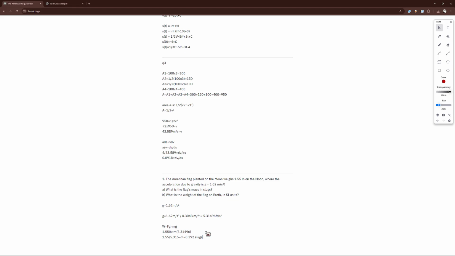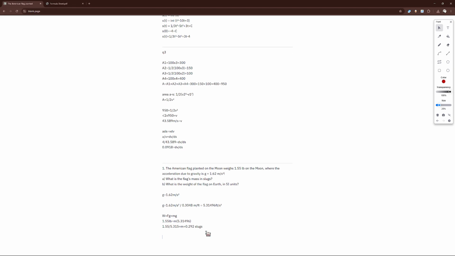You're going to need to keep this mass for part B. What is the weight of the flag on Earth in SI units? So this is another conversion. You take the mass, which is equal to 0.292, and you multiply it by another conversion factor, which in this case is 14.59 kilograms per slug. Or it's not slugs, it's slug, but whatever. Like this, and this is slug. As you can see, the slugs cancel, which is equal to, let's just take this, times 0.292 times 12.59, which gives us a mass on Earth of 3.